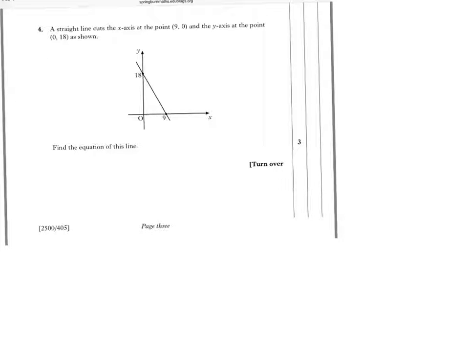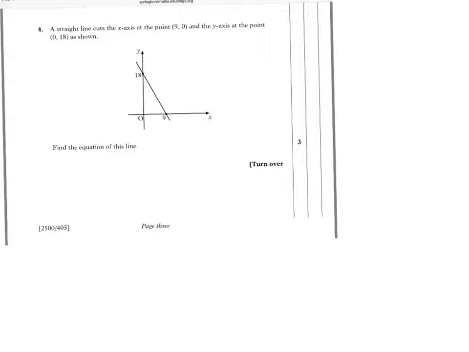Section 6, question 2. A straight line cuts the x-axis at the point (9, 0) and the y-axis at the point (0, 18) is shown. Find the equation of the line. So again, for find the equation of the straight line, if I've been given the y-intercept, which I have, that's an indication to me that I should use y equals mx plus c as my equation. So for y equals mx plus c, I'm looking for the y-intercept, which I've got, and I'm looking for the gradient of the line, which I've still to find out.